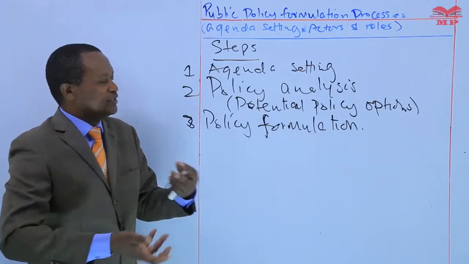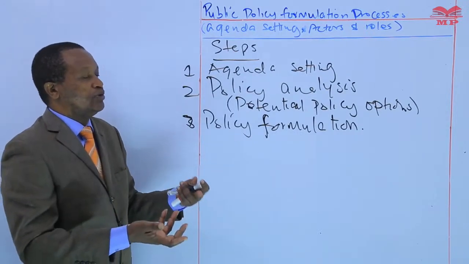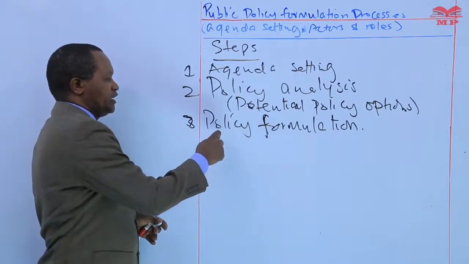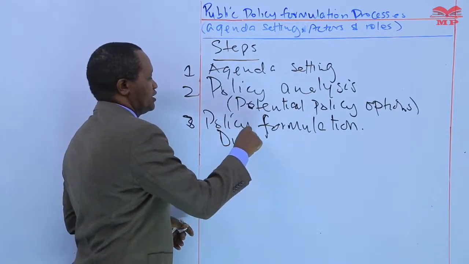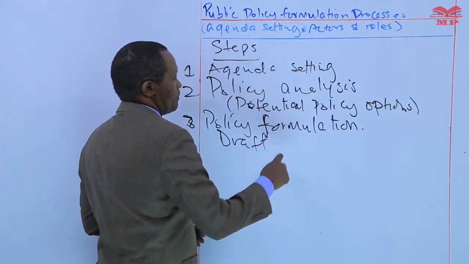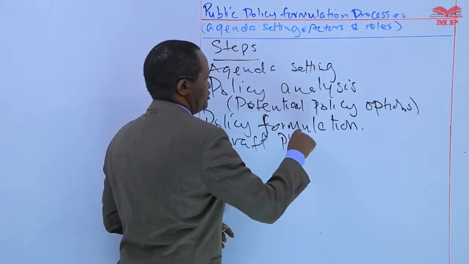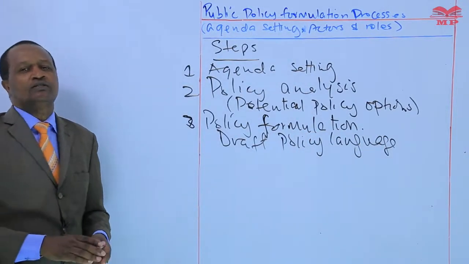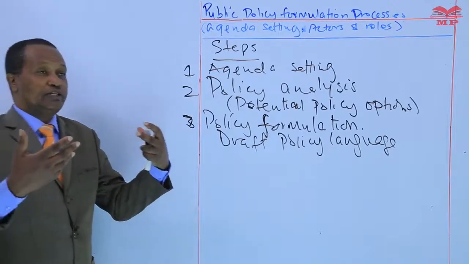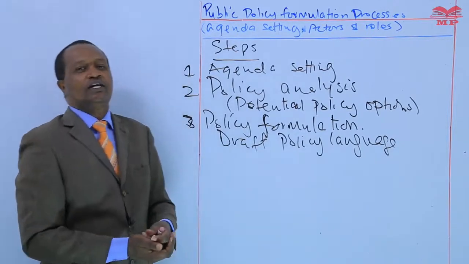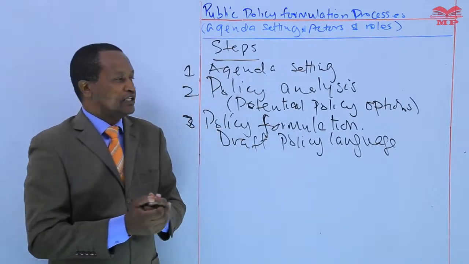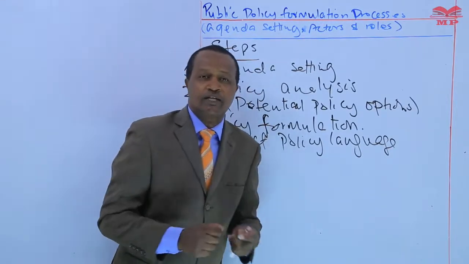Just at this stage, the policymakers draft what we call policy language. They develop policy language. And they do so by consulting with the stakeholders and seeking input from experts, seeking input from different policymakers, and so on.